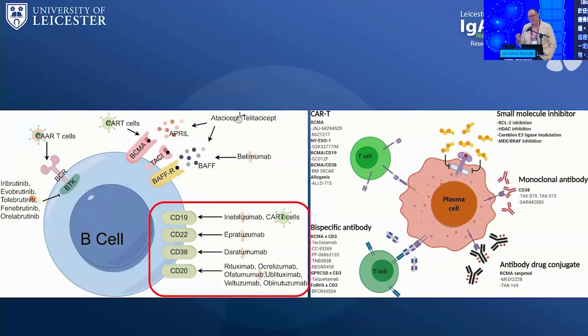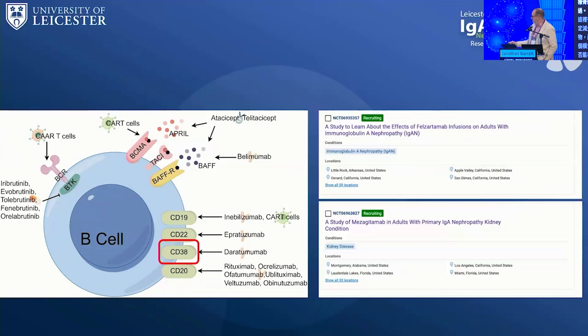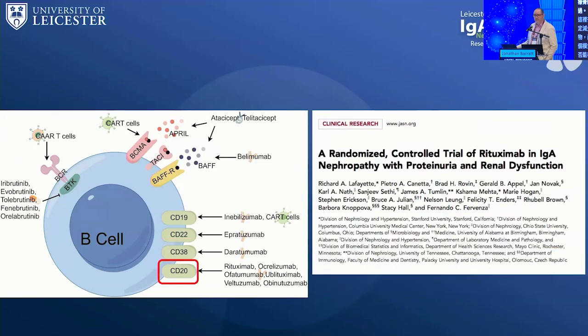Where there's been most interest and most progress is in using monoclonal antibodies that target cell surface markers on B cells and plasma cells. Perhaps the best one that we use in clinical practice is rituximab, where we target CD20. It's standard treatment for membranous nephropathy. You may well have seen data for obinutuzumab that has now been shown to be efficacious in lupus nephritis. So CD20, a nice straightforward marker, doesn't work in IgA nephropathy.